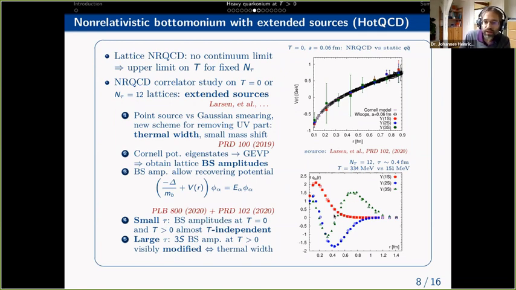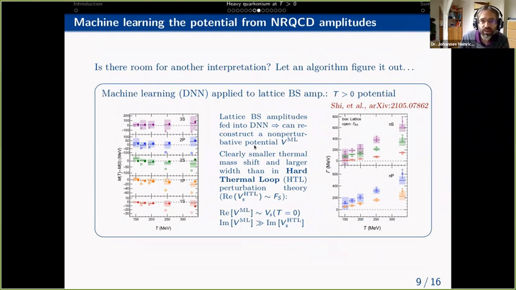And you see that these wave functions for the 1S, 2S, and 3S essentially show no substantial temperature dependence at smaller times. But as you go to larger imaginary time, you see that the 3S Bethe-Salpeter amplitude becomes visibly modified. And if it's not visibly modified at small times, but modified at large times, that suggests that it should be a thermal width that is responsible, that leads to a non-stable state. Now, that's an interpretation from humans. We can also let an algorithm figure out what is going on.